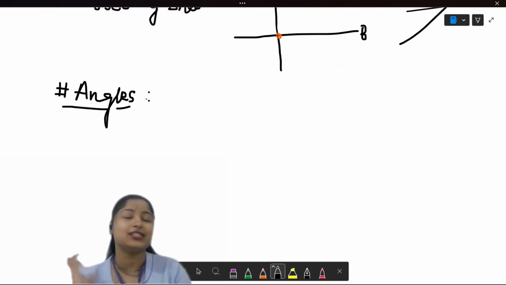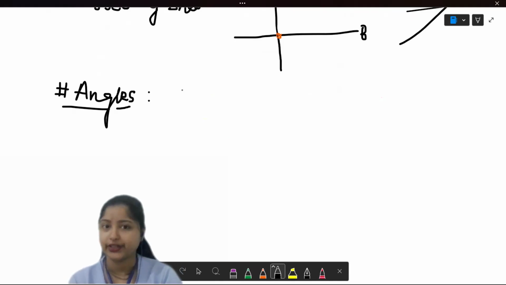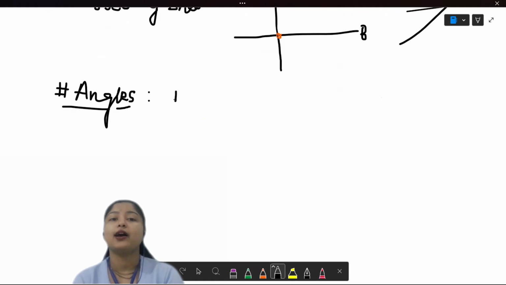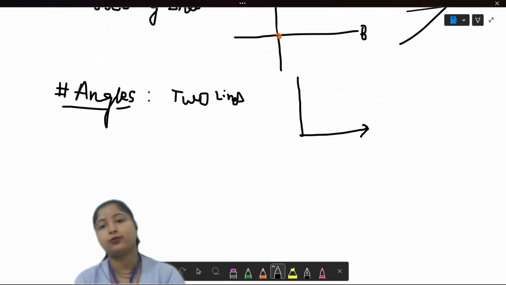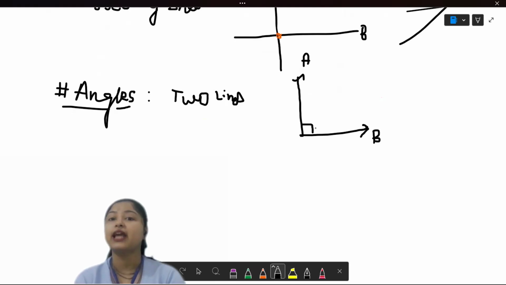Now, what are actually angles? Let's try to understand. You know about lines. What are they? When two lines meet each other, they form an angle. For example, let's say I have this line and one more line, which is this. Let's name both the lines. Let's say this is A and this is B. They are making an angle.